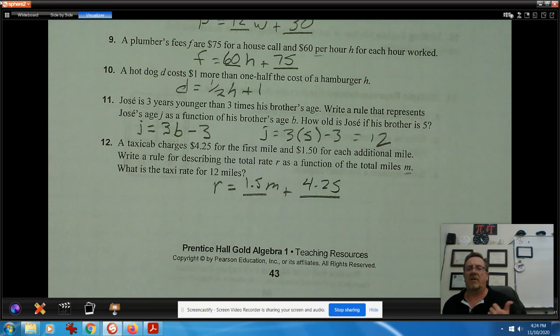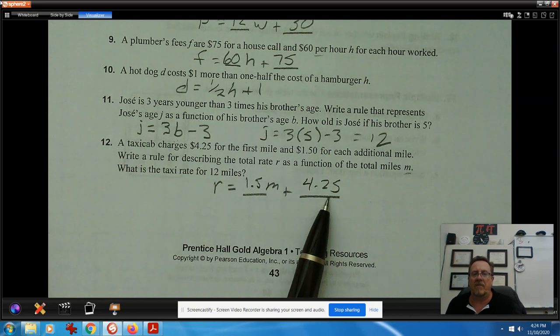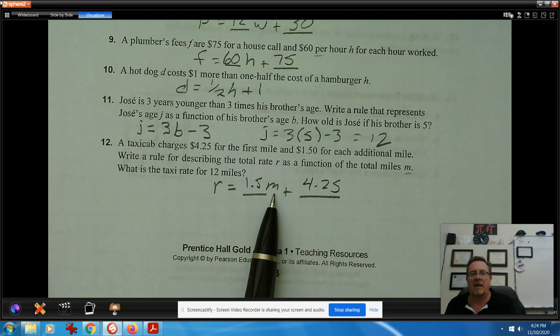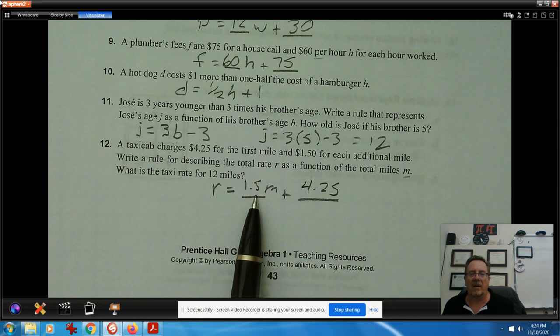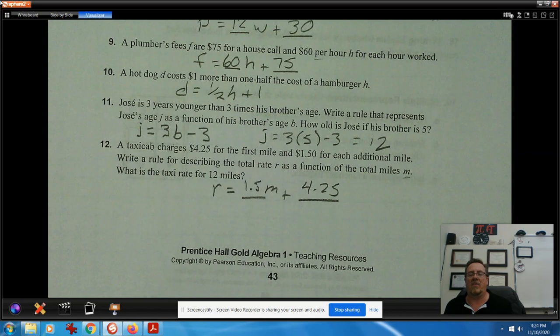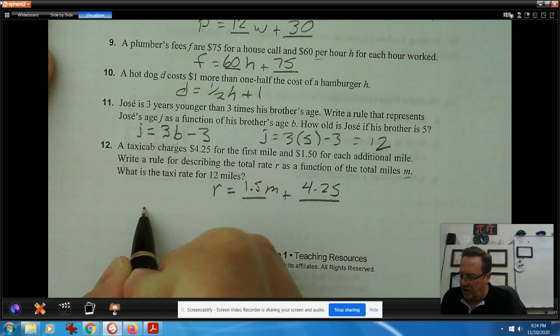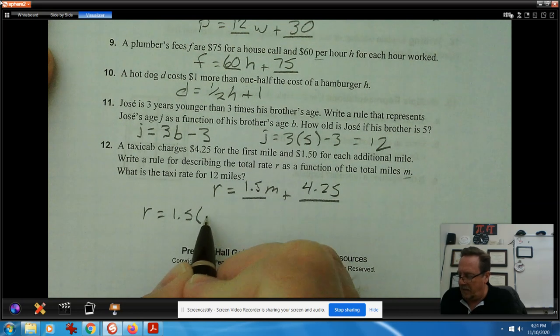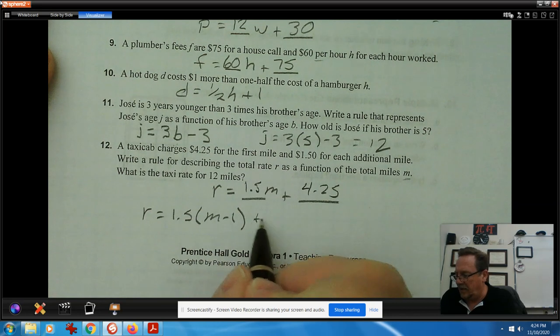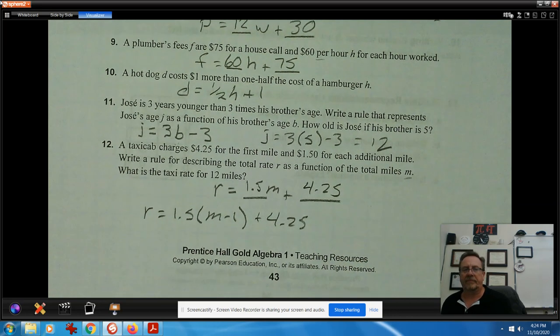However, think about the situation for just a moment. This initial value was supposed to be for the first mile. So if I just put the number of miles that we're driving or getting driven in for here, I must be paying an additional $1.50 than what I should be paying. So at some point, I got to get rid of that. I got to subtract it. And so there's two ways to do that. One, which looks a little more complex, would be say R is equal to 1.5, not times M, but times M minus 1, plus our initial rate of 4.25, right?